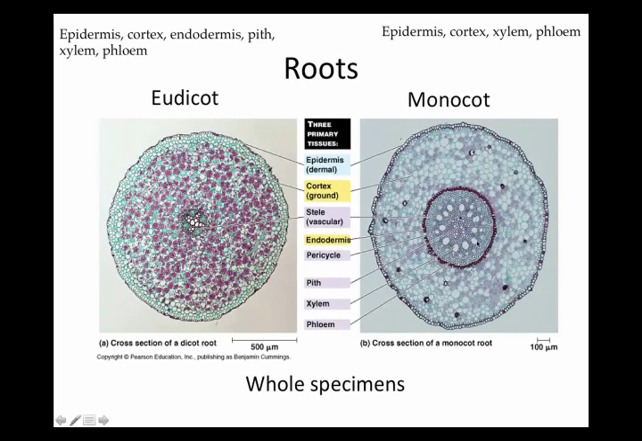When the vasculature is in a ring, but it's still a middle ring, so you see it's not scattered everywhere, and it's not a ring on the edge like the stem was, it's a monocot. So monocots have the ring of vasculature in their roots, not just one vascular cylinder.